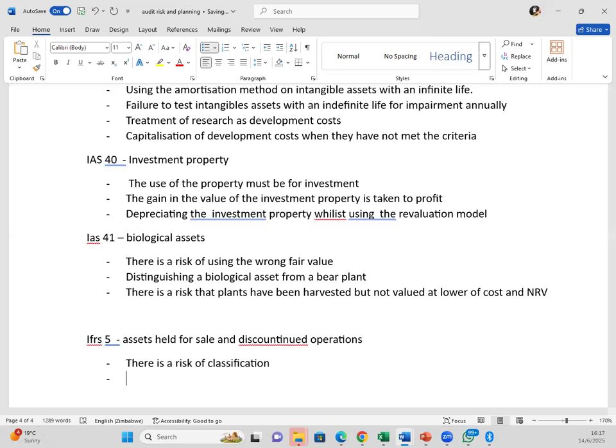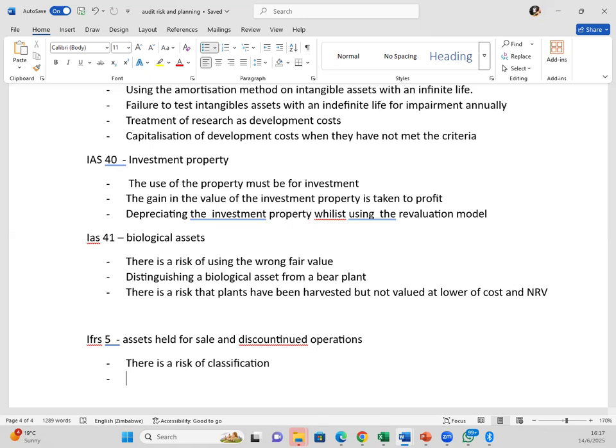So there's a risk there associated with classification. The asset might be held for sale, yet we keep recording it under non-current assets. If it's now held for sale, it shouldn't be recorded as a non-current asset, but it should be recorded as a current asset. So there's a problem there in most cases, so you need to watch out that they have not also fallen prey of that.